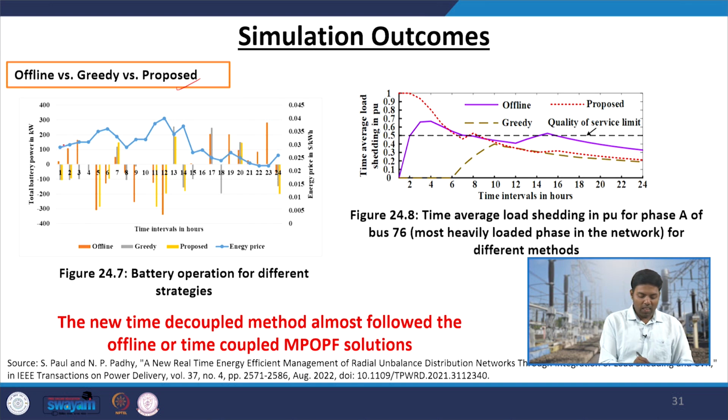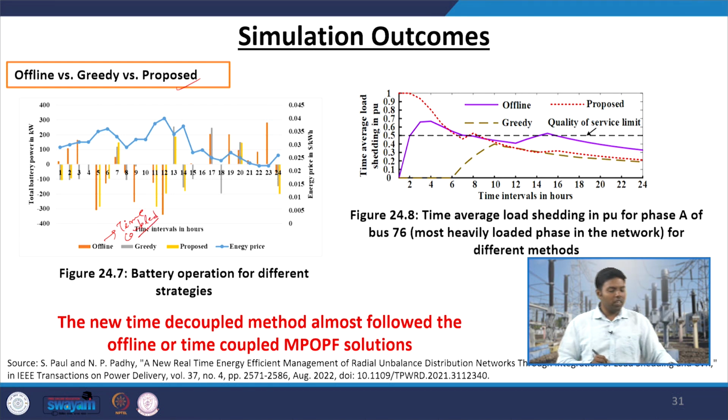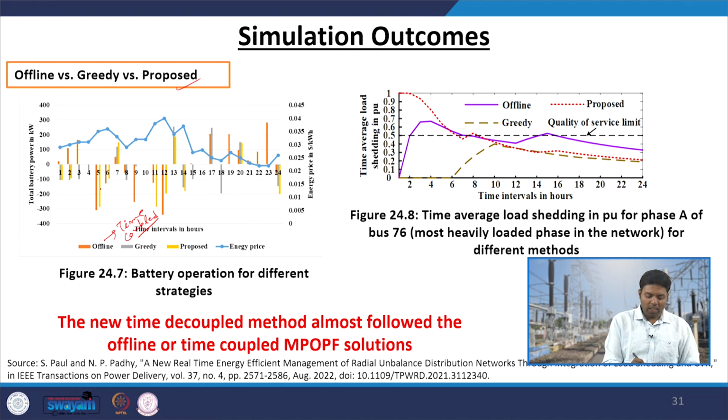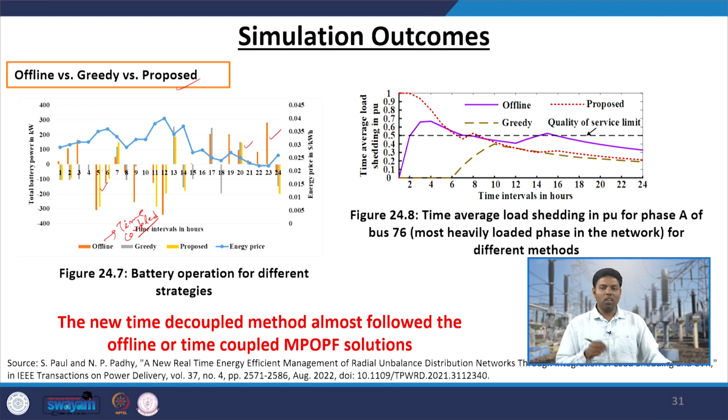If you see, this is our price curve. For offline, that means time coupled operation, if you see, at higher price times it is showing discharge, and at lower price times it is showing charge. So that we have to follow for our new real time OPF algorithm as well. It is mostly following, right? If you follow this yellow one, you can see it is mostly following.